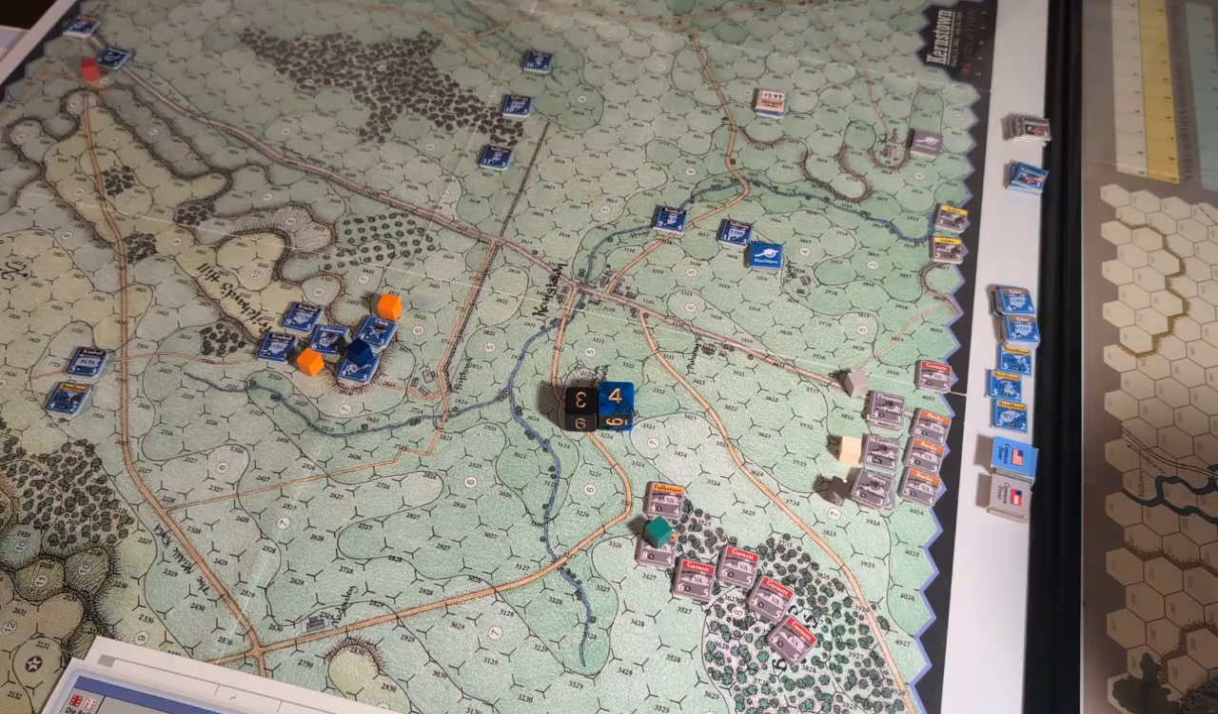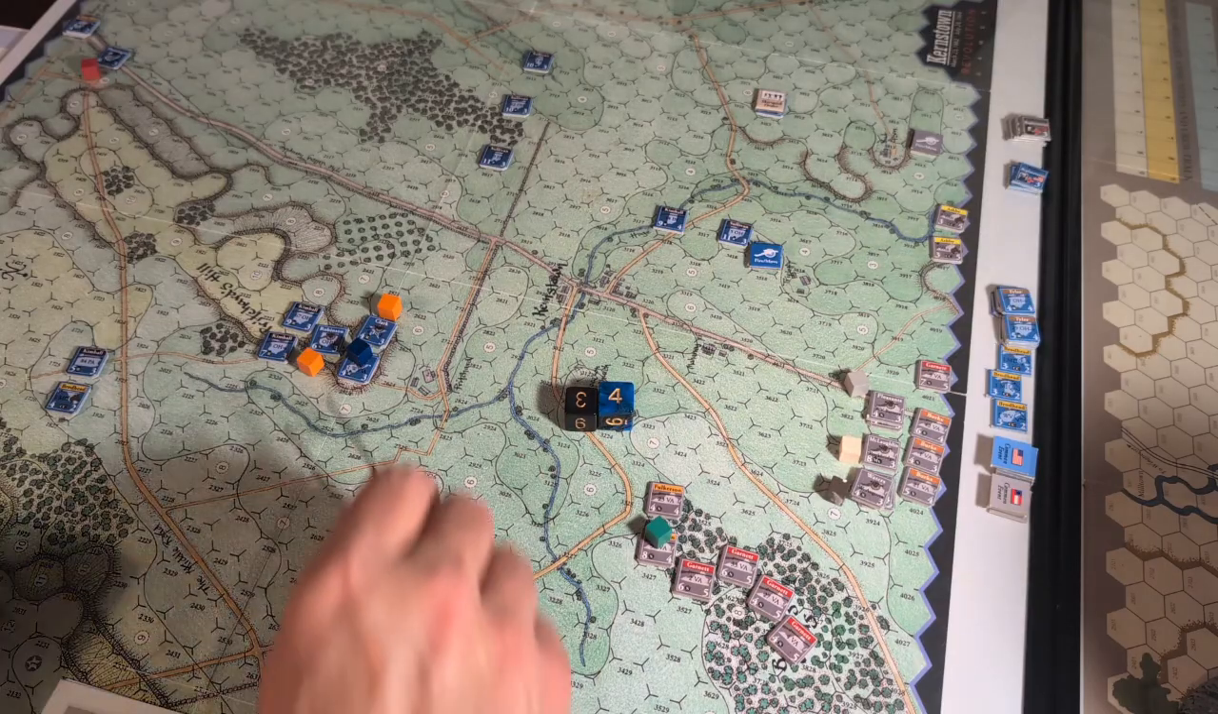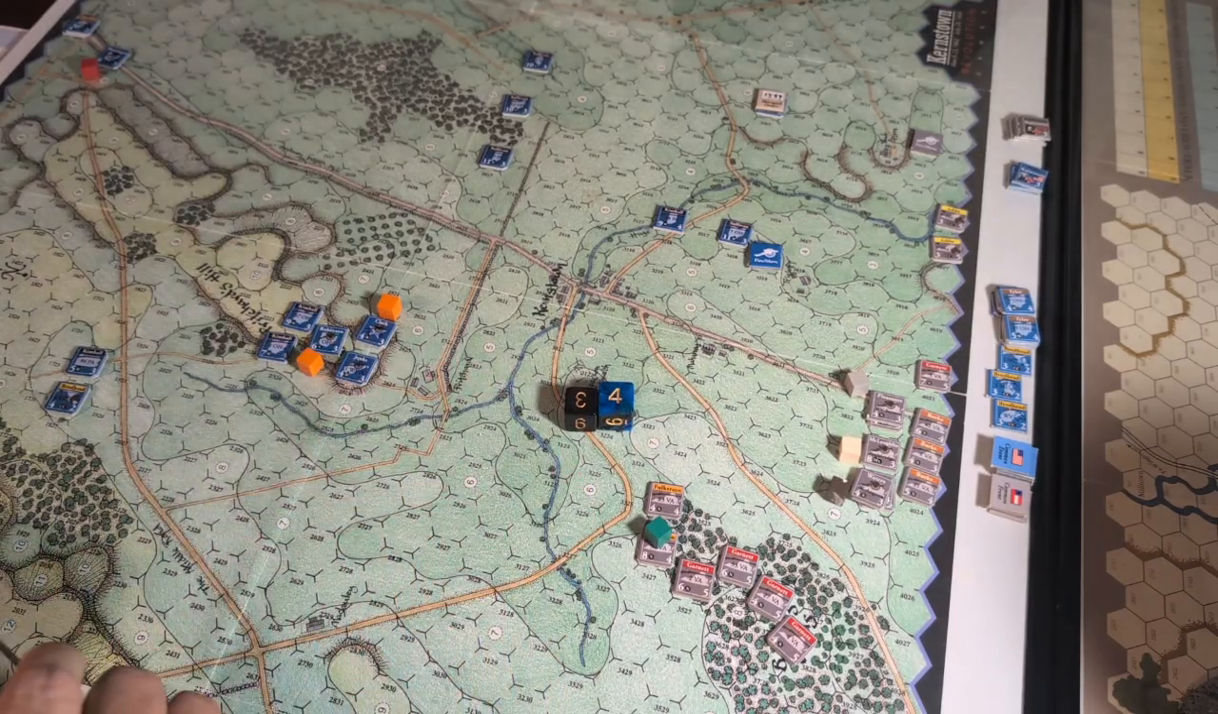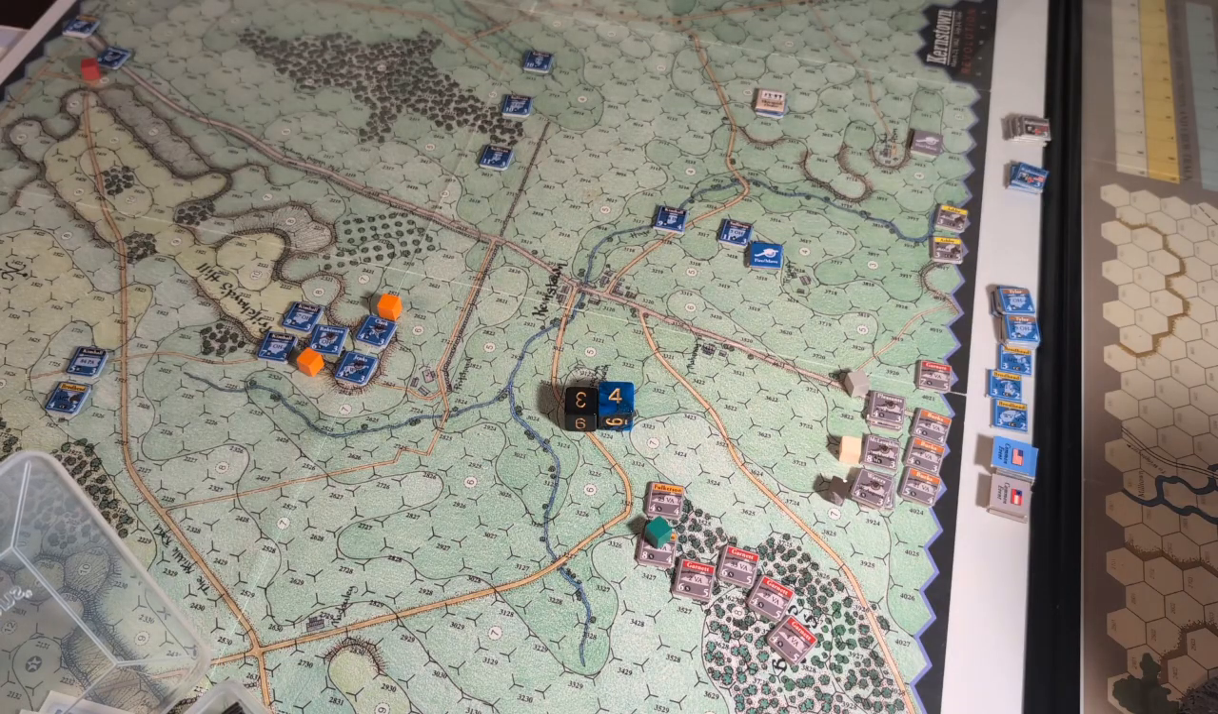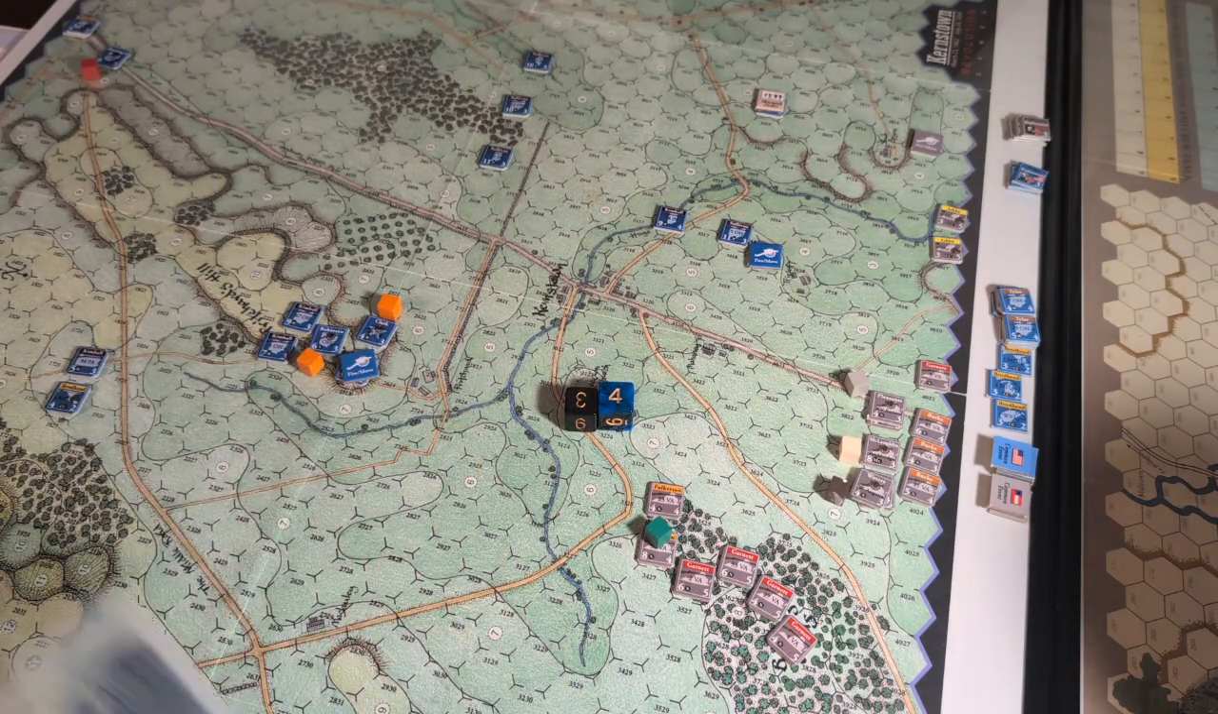And this light woods doesn't cause them to be unsupported. I don't think that was part of the rules at that time. But anyways, that's light woods. Okay, so that was a no effect from Jinx.